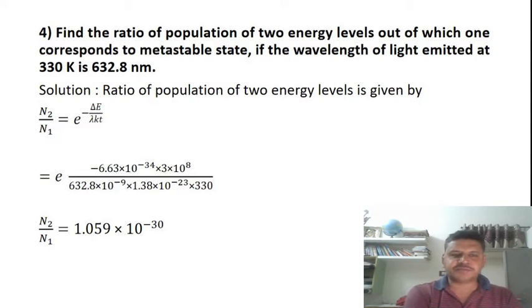simplify this equation. Delta E is equal to hc by lambda. So instead of delta E, we can say hc by lambda. That is 6.63 into 10 power minus 34 into 3 into 10 power 8, divided by 6.328, that is the wavelength, into k, the Boltzmann constant value, 1.38 into 10 power minus 23, into 330 Kelvin. Calculating all these values, here we are getting 1.059 into 10 power minus 30.